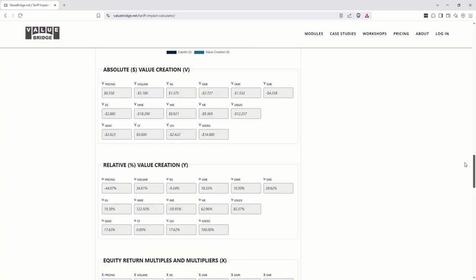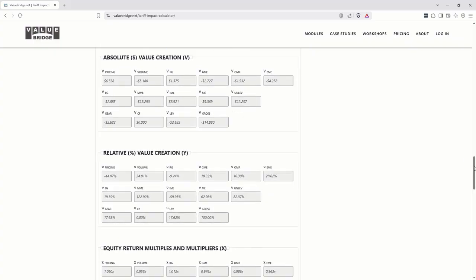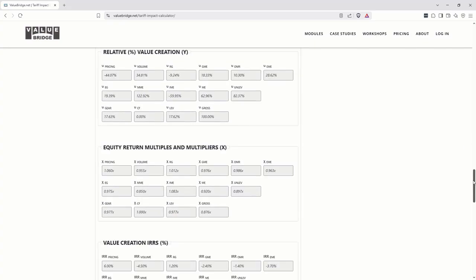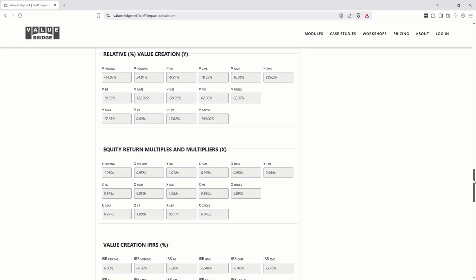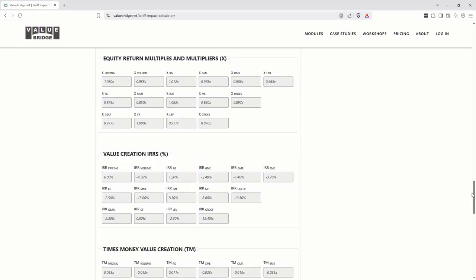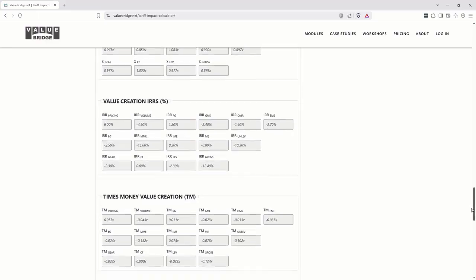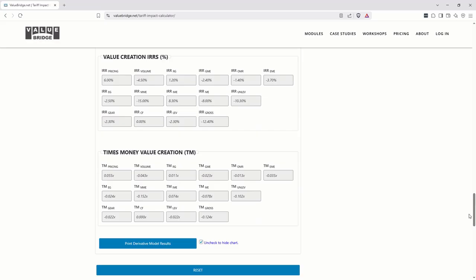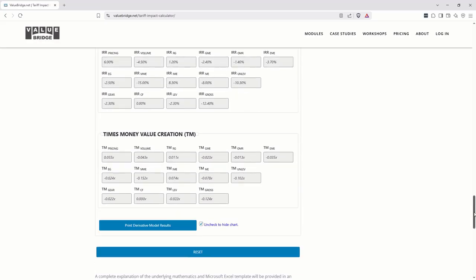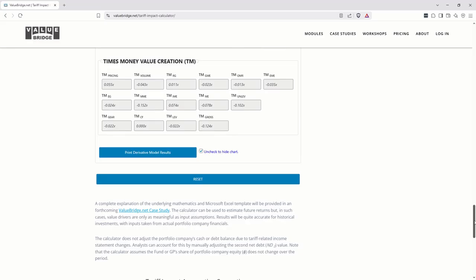Below the chart, we have a table with absolute dollars of value creation for each value driver. And then we have relative value creation, which is the percentage of equity value change. Below that are equity return multipliers, which combine to produce a multiple of invested capital. Then we have an annualized return measurement that works like an IRR. And finally, there is times money value creation, which is a measurement that's sometimes used in academic and industry studies.